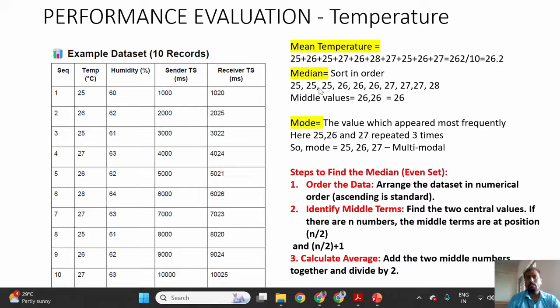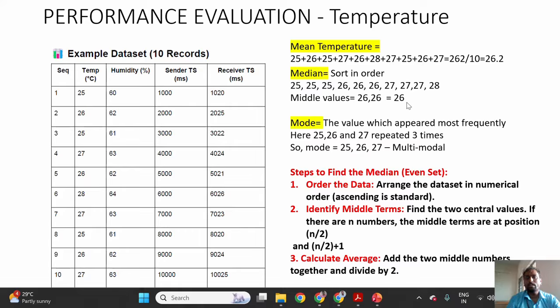So in the record of our temperature data, we have sorted the data as 25, 25, 25, 26, 26, 26, 27, 27, 27, 28. As the n value, that means the total number of data records, is 10, which is an even number, we have two middle terms, that is n by 2 and n by 2 plus 1. That is 10 by 2, which is the fifth term, and the sixth term. Both the values are 26 and 26. So the average of 26 and 26 is again 26.